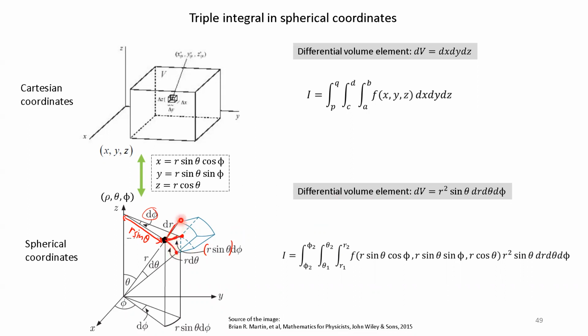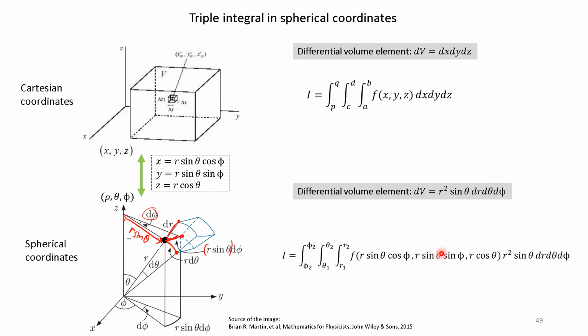So it's basically the product of the length of the 3 edges. I have dr times r d theta times r sine theta d phi. So that means you have r squared sine theta dr d theta d phi. So this is the differential volume element in spherical coordinates.